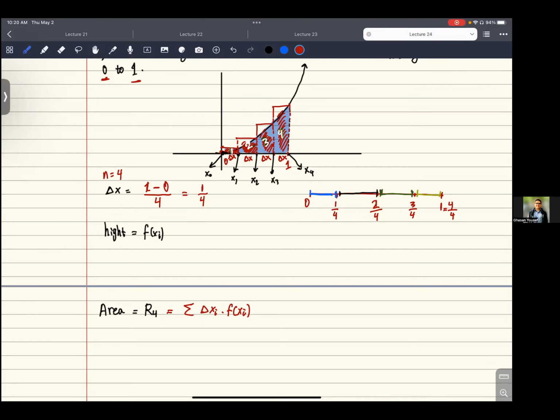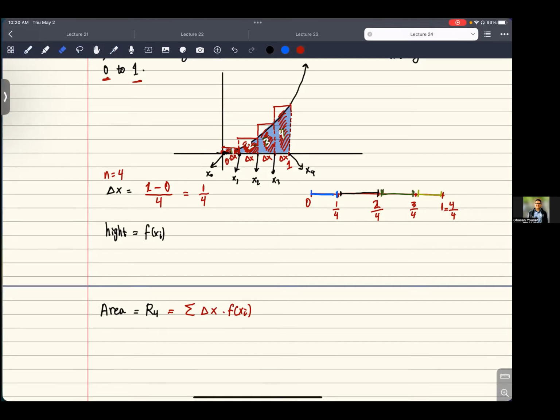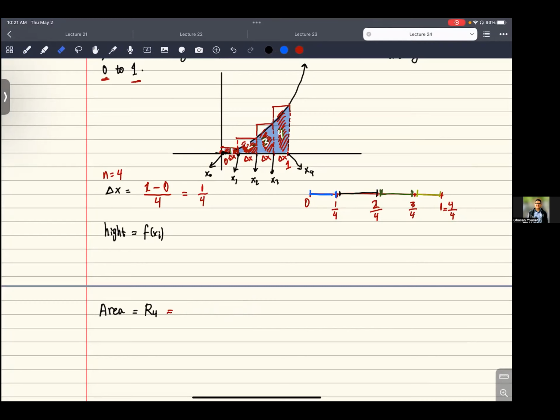So here I can choose xi without delta xi. Here I can use delta x because for all of them, they have the same delta x. Or if you don't believe me, or you don't like this notation, you can say, like this is f of x1 times delta x for the first rectangle.